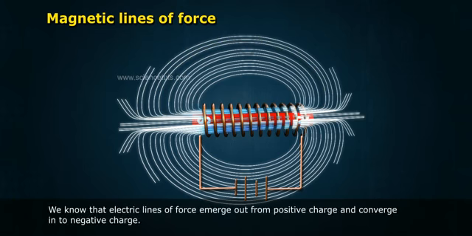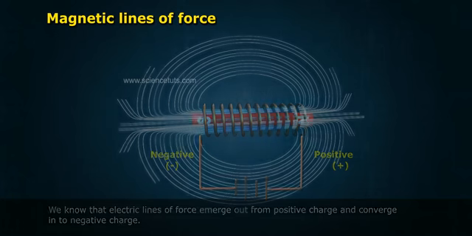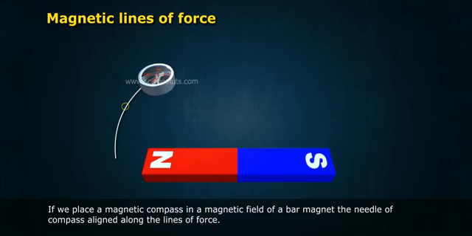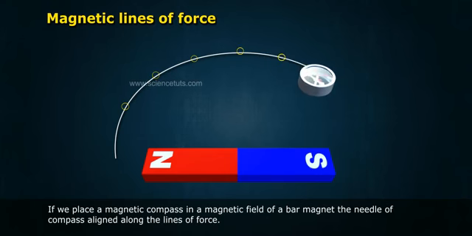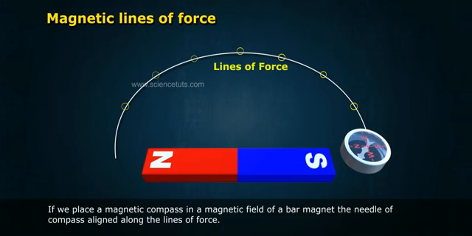We know that electric lines of force emerge out from positive charge and converge into negative charge. If we place a magnetic compass in the magnetic field of a bar magnet, the needle of the compass aligns along the lines of force.